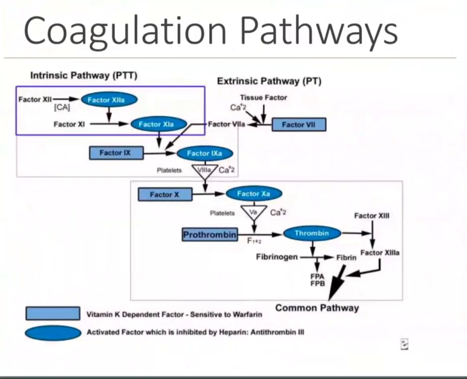Okay, now let's look at an interesting mechanism which we call the coagulation cascade or coagulation pathway. This is a pathway which comprises three pathways, to be specific: the intrinsic pathway, the extrinsic pathway, and the common pathway. For example, when you injure yourself in the kitchen and you cut yourself, the pathway which is activated is what we call the extrinsic pathway.